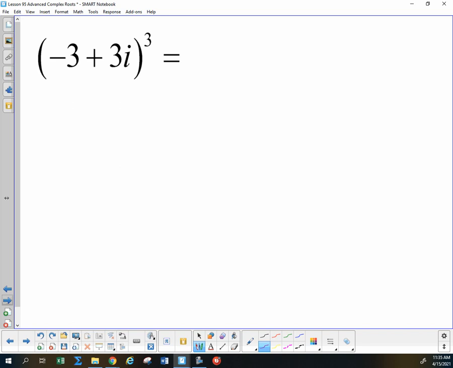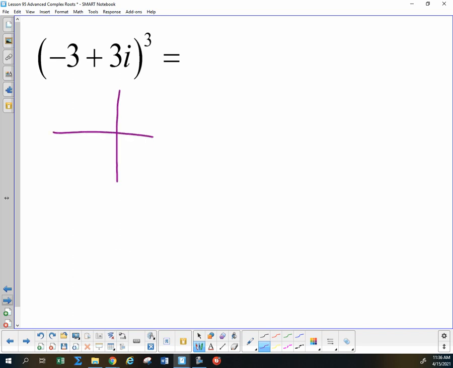-3 plus 3i cubed. Am I ready to use de Moivre's? Seen a couple of heads shaking no. Julianne, why can't I use de Moivre's yet? It's got to be in polar form before I can do that. So I must draw it, and I must pay attention to the plus and minus signs when I draw it.